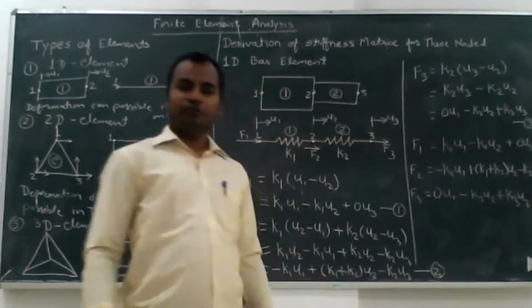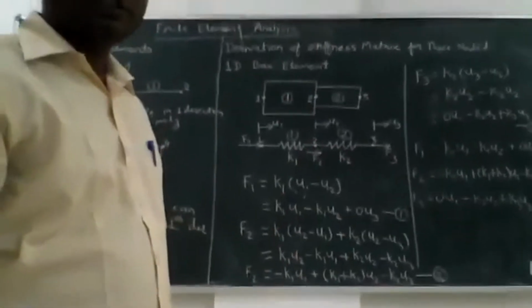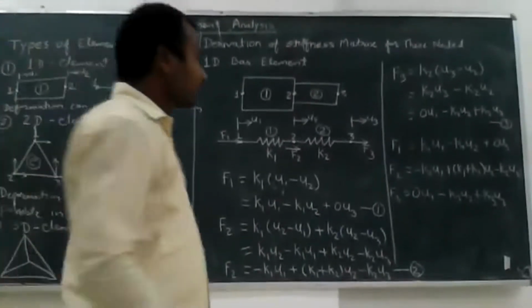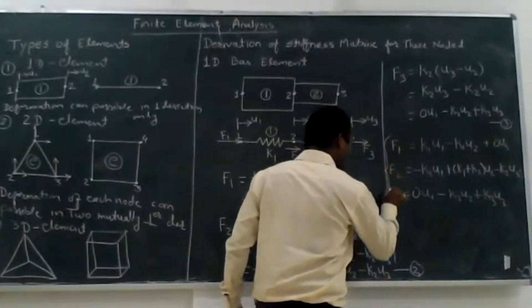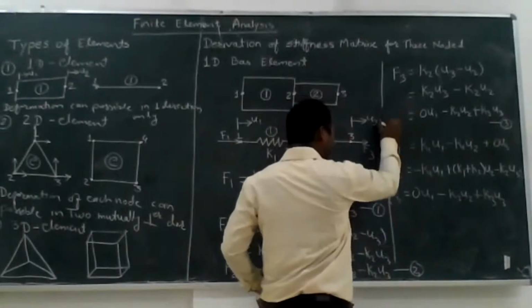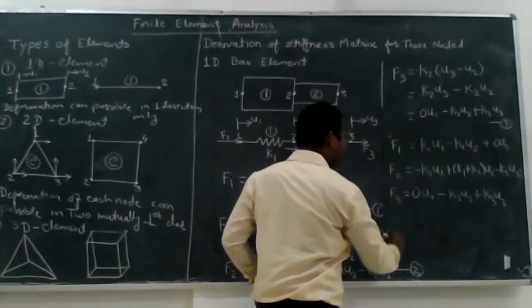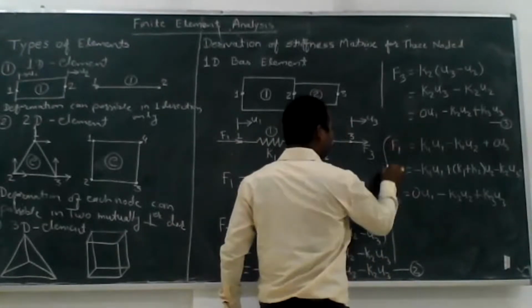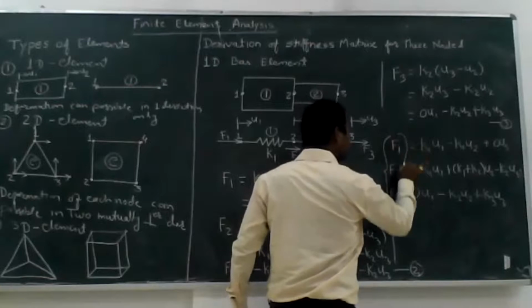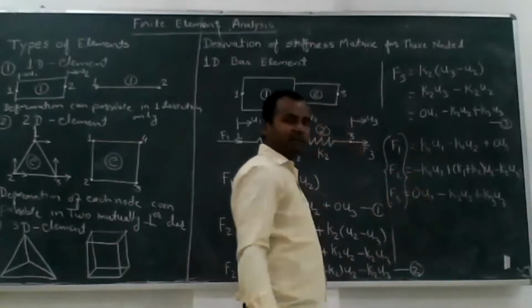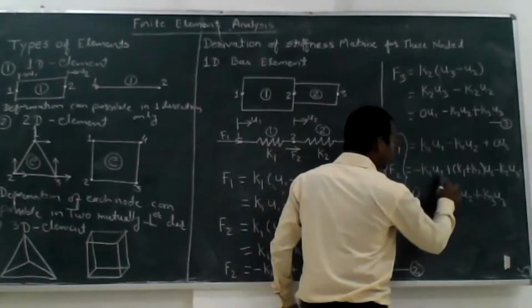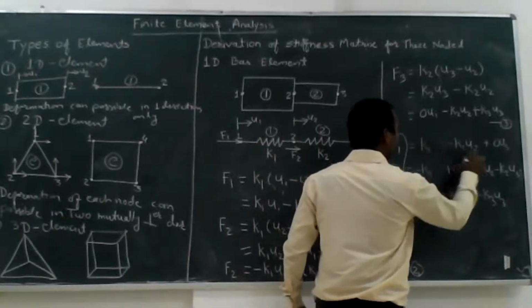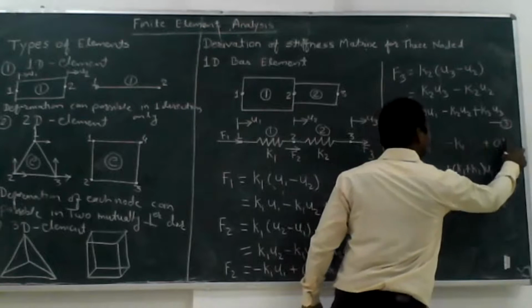Okay, now I have to combine all these equations in matrix form. So this is the force matrix. I combine all these terms, and if I remove the displacement terms from this equation, I will get the stiffness matrix.